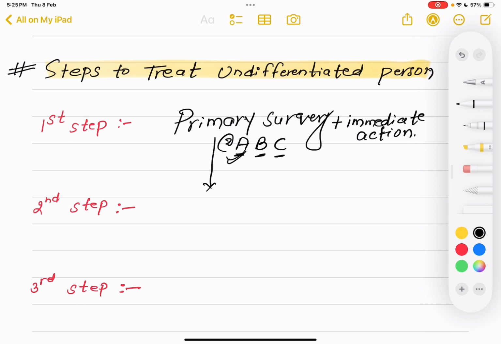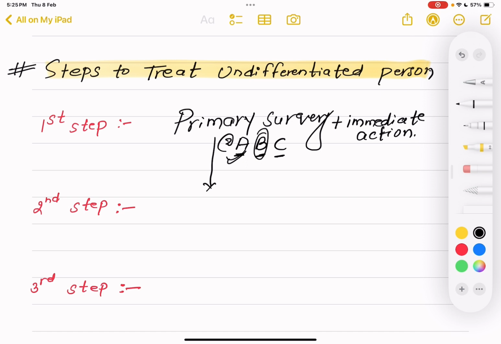Similarly, we'll be checking breathing in the primary survey. Is their breathing pattern rapid, like in respiratory distress? Are they grunting or audibly wheezing, or can you hear stridor? Are they displaying any other abnormal breathing patterns or not? We'll be checking those things in breathing.